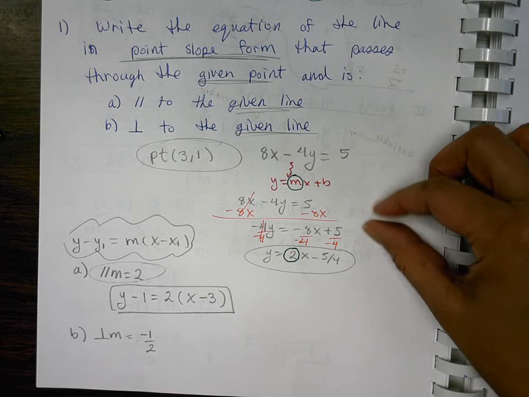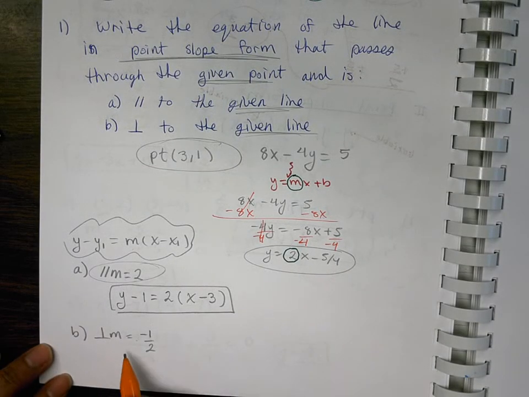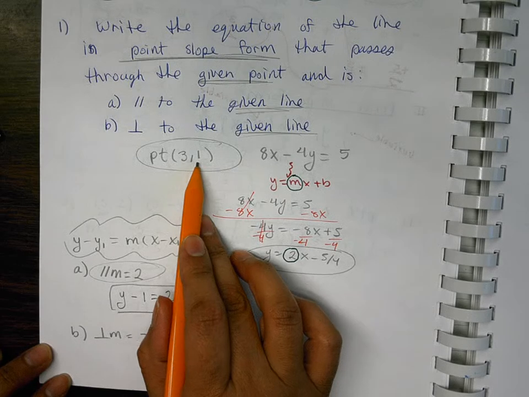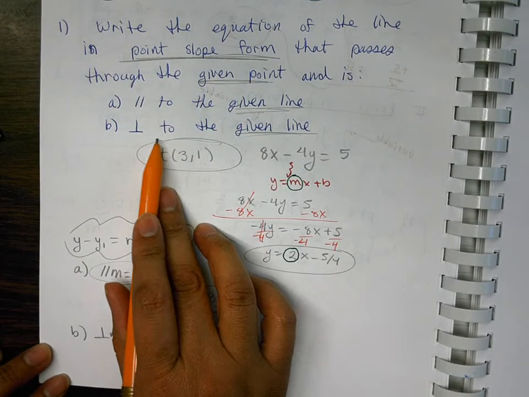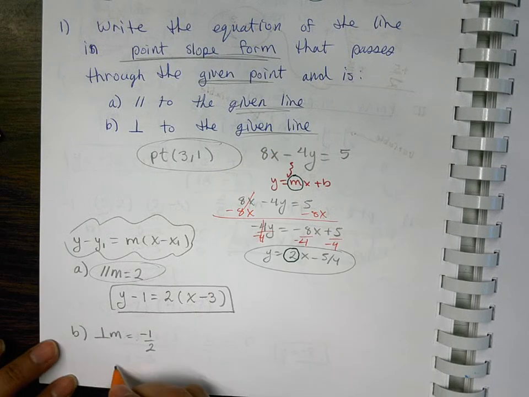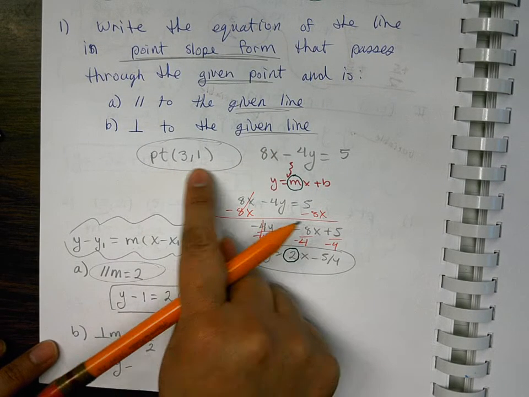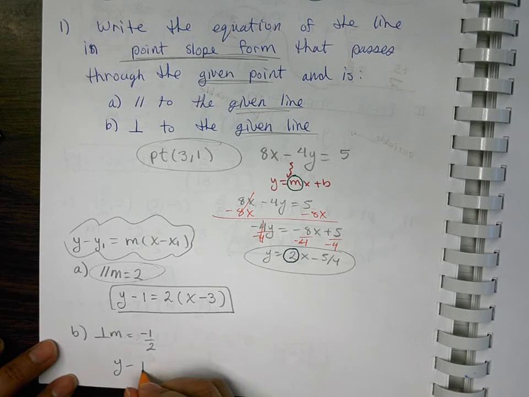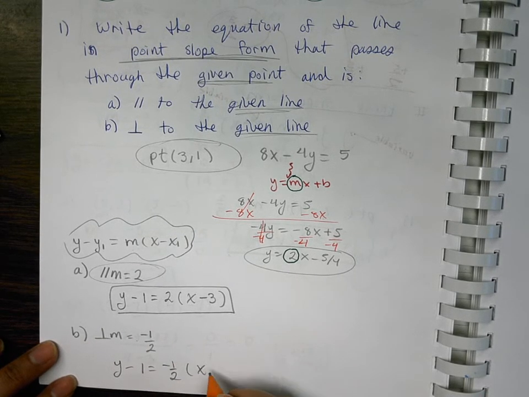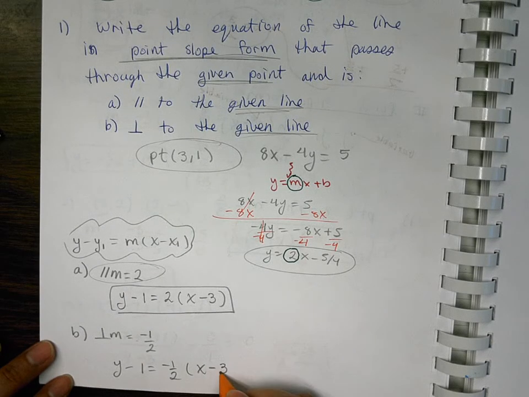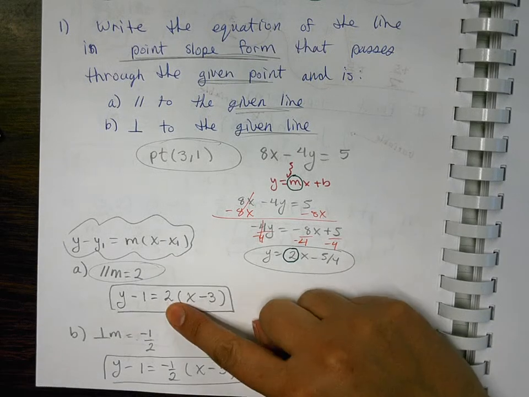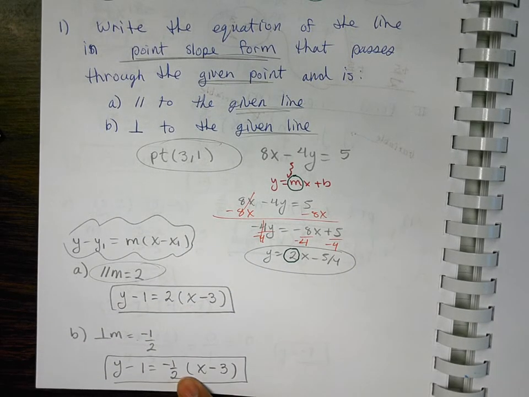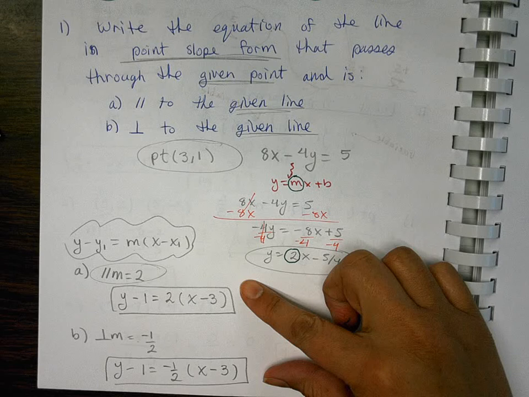All right, so here I'm going to use the same point because it says passing through the given point, and I'm now working on B. Is perpendicular to this given line. So y minus 3 or 1 equals, do I use 2 again or -1/2? Parentheses x minus 3, and that's it, you're done. Now kids will say, well, that looks like the same line. Are these two the same lines? No, this has a slope of 2 and this has a slope of -1/2.